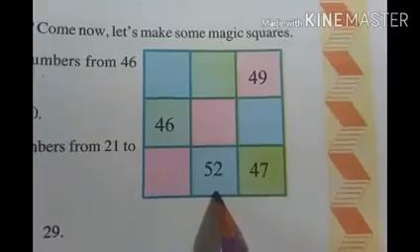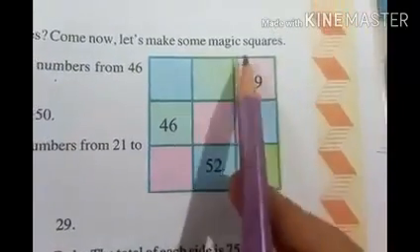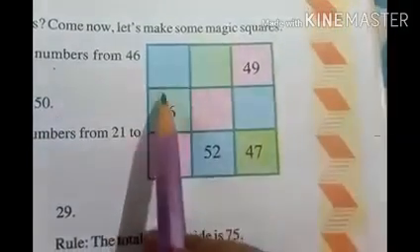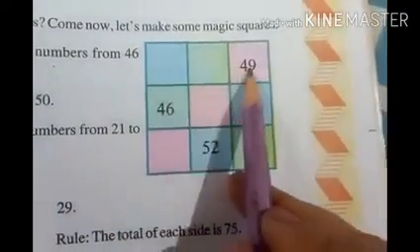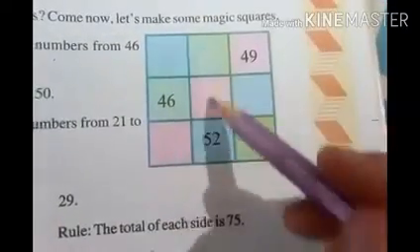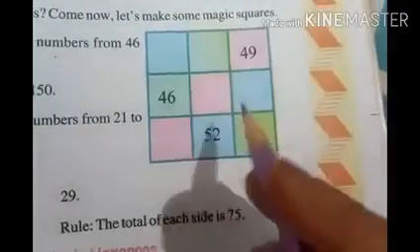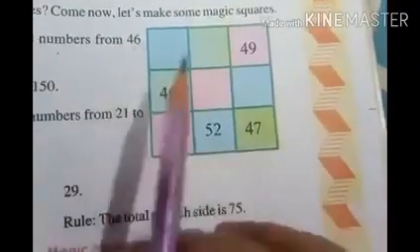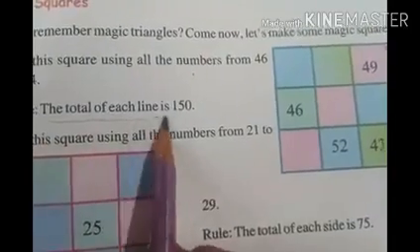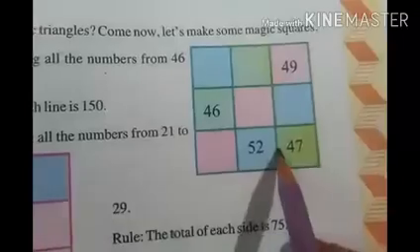You can see here a box or a square which has some numbers written inside, and this is a magic square. Why is it a magic square? Because when you add the numbers, either horizontally, vertically, or crosswise, the sum of all the numbers will be the same. For this magic square, the rule is the total of each line is 150. So you have to find the missing numbers.